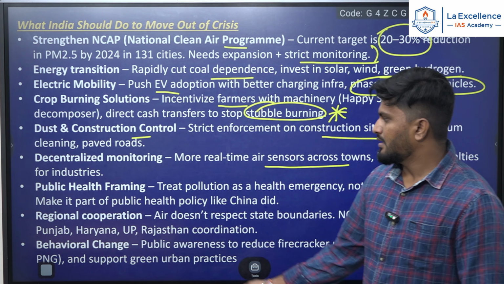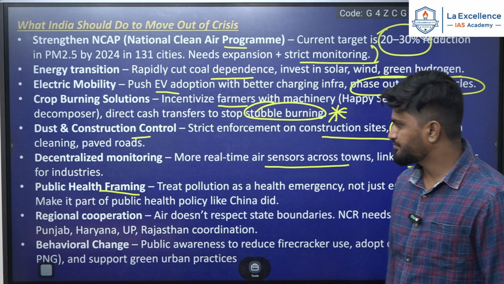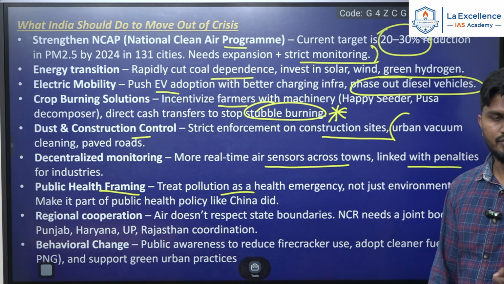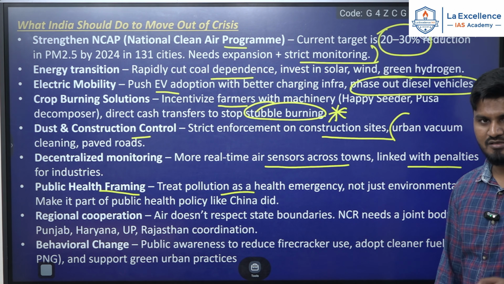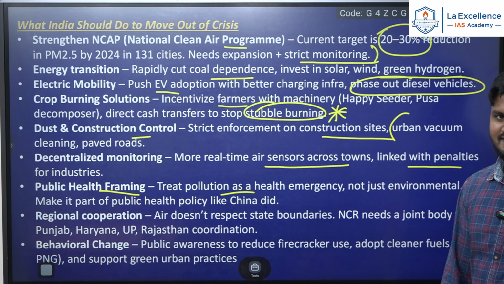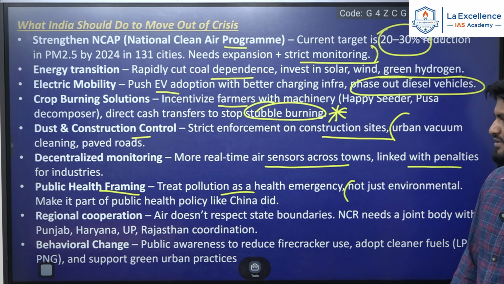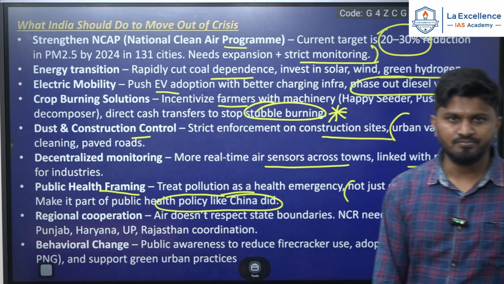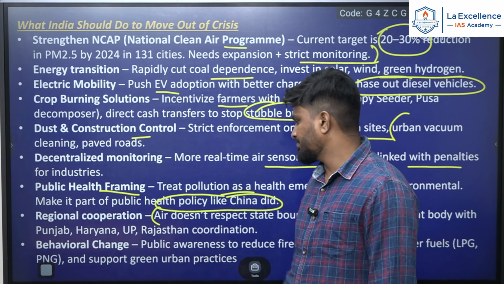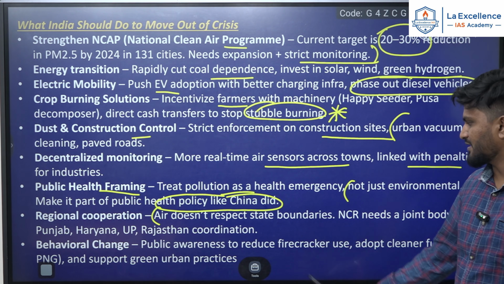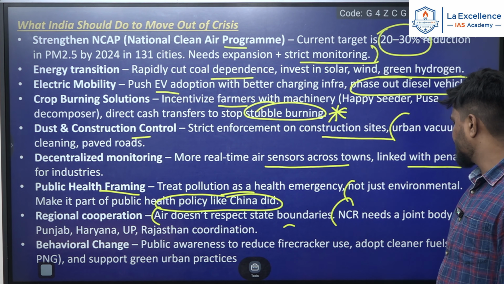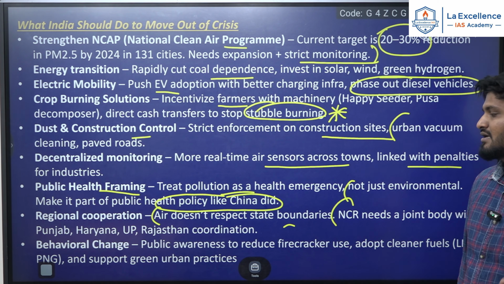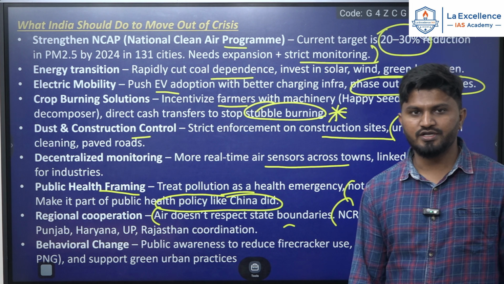Next is public health framing. Treat pollution as a health emergency. Just as you treat malnutrition and water insanitation as a health emergency, we should also treat air pollution as a health emergency, not just environmental. Make it part of public health policy like China did way back in 2013. Next, regional cooperation, that is air doesn't respect state boundaries. NCR needs a joint body with Punjab, Haryana, UP, Rajasthan and other surrounding states for better coordination.